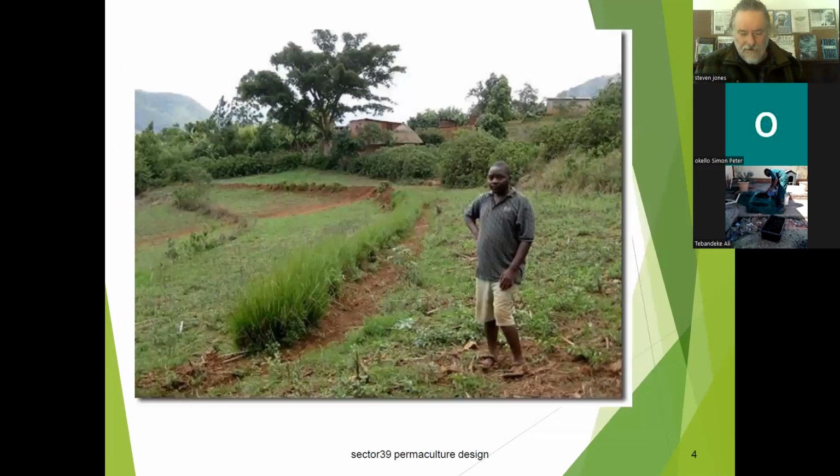So let's jump into this and meet one of the farmers. Here's a lovely picture from one of the farmers, and I believe he's interviewed in the video, which you will find on YouTube. I'll try and find a link for it. This is the Select project in Chikukwa, part of the Chimanimani district in Zimbabwe.